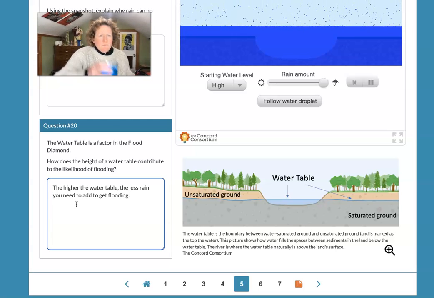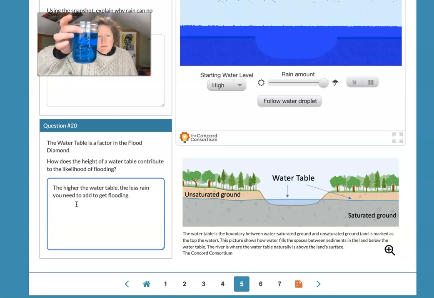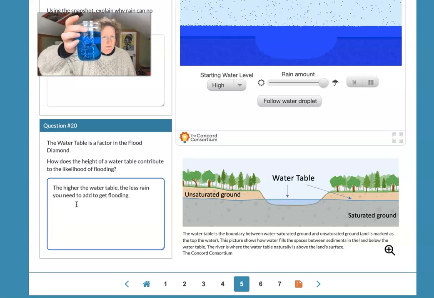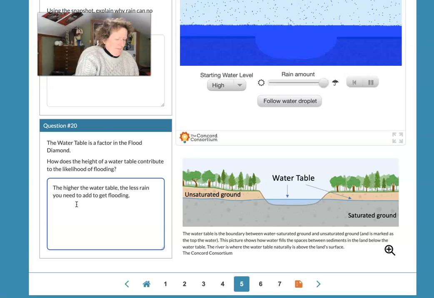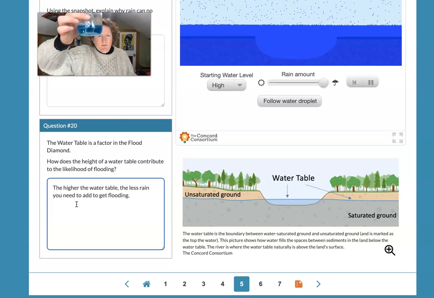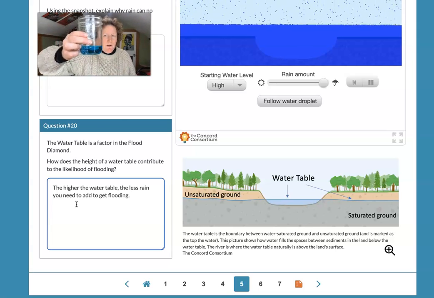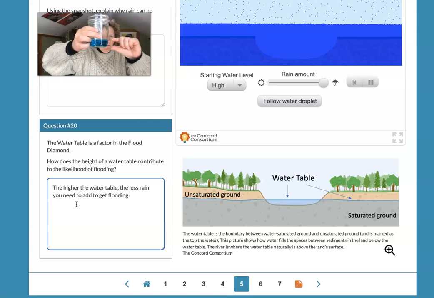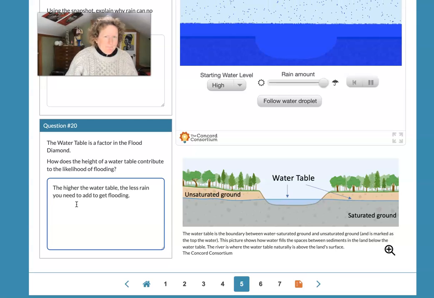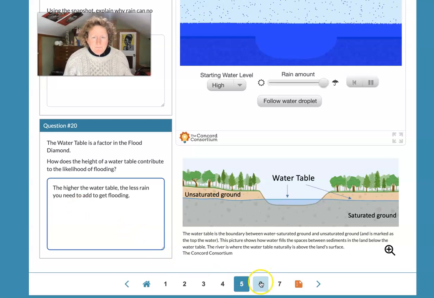Just like I don't need to pour much water in this glass before it overflows. It's already pretty much full, and this would be a high water table in spring. This would be more like a summer water table where it's been hot and dry for a while and there's not so much water either in the river or in the soil around the river.